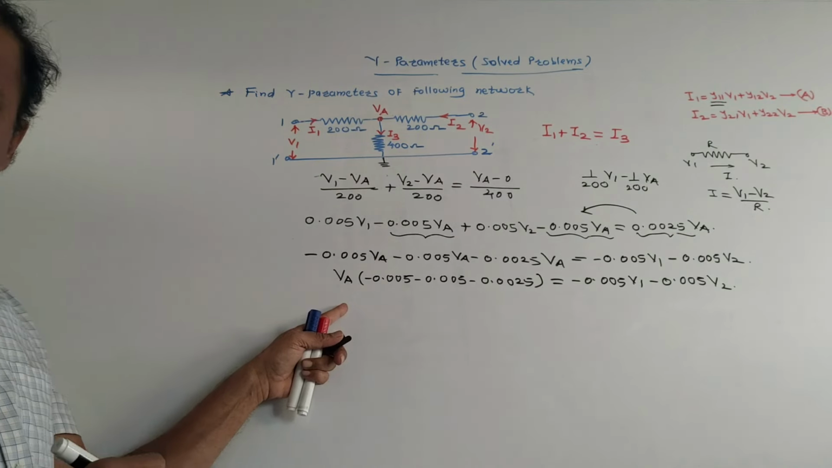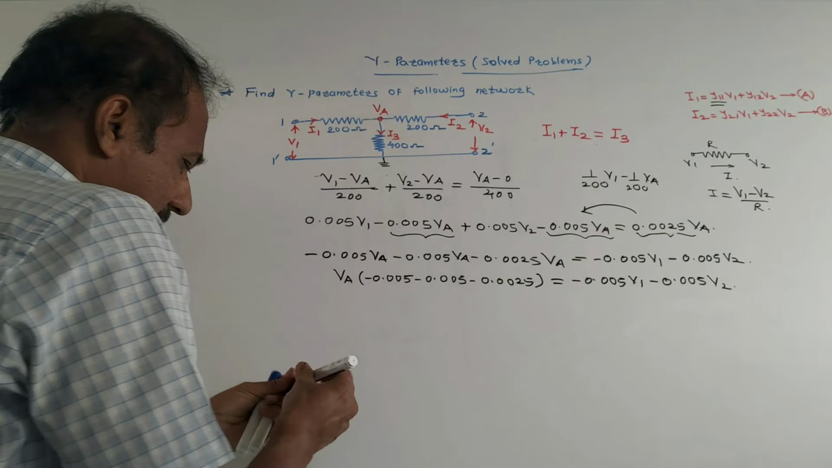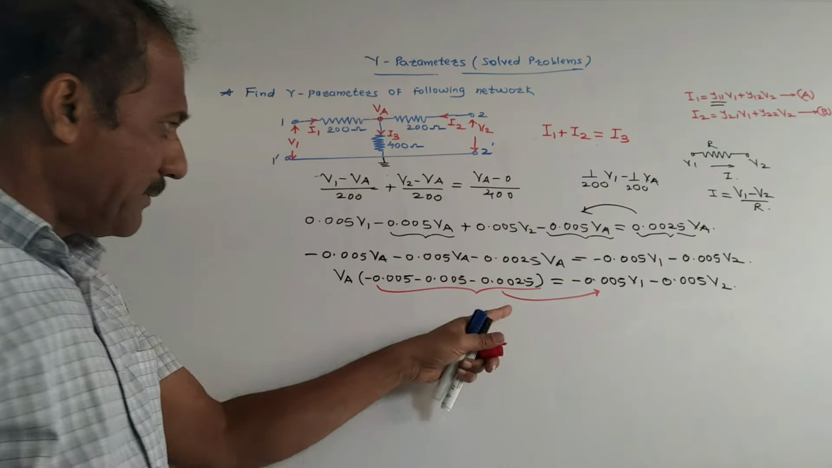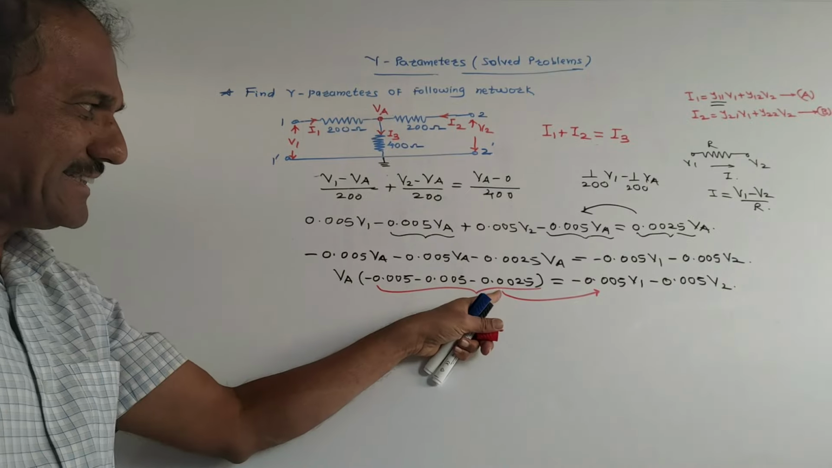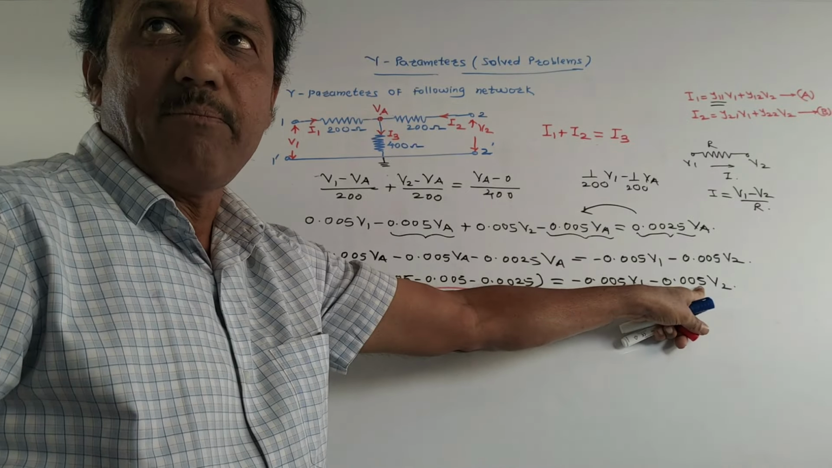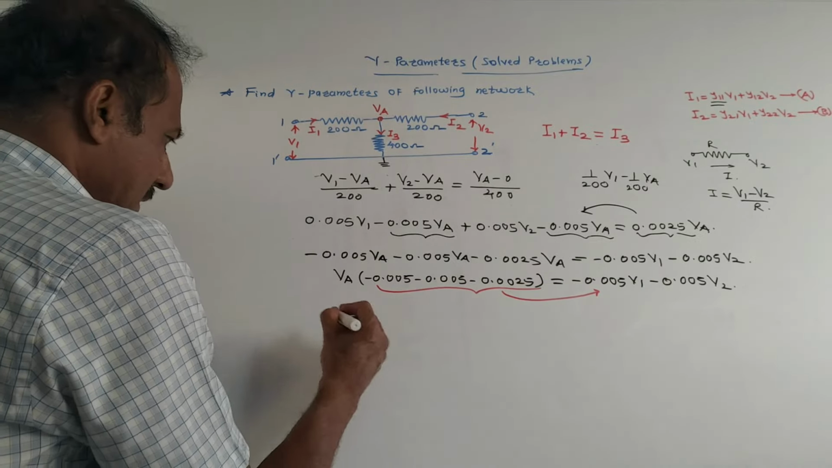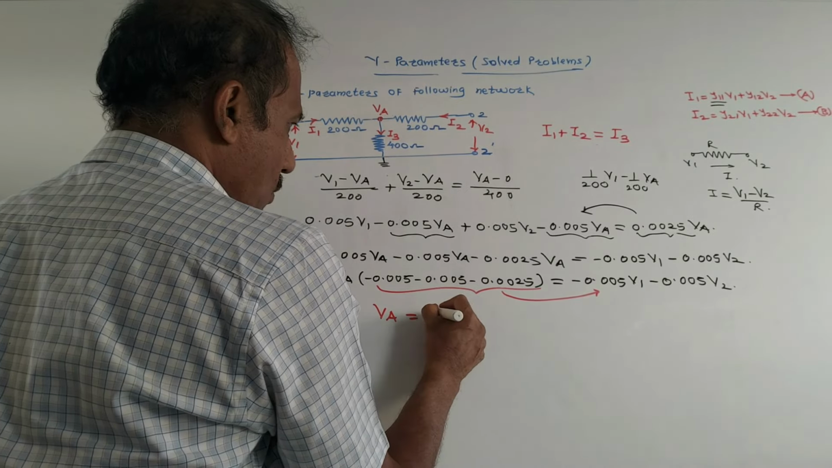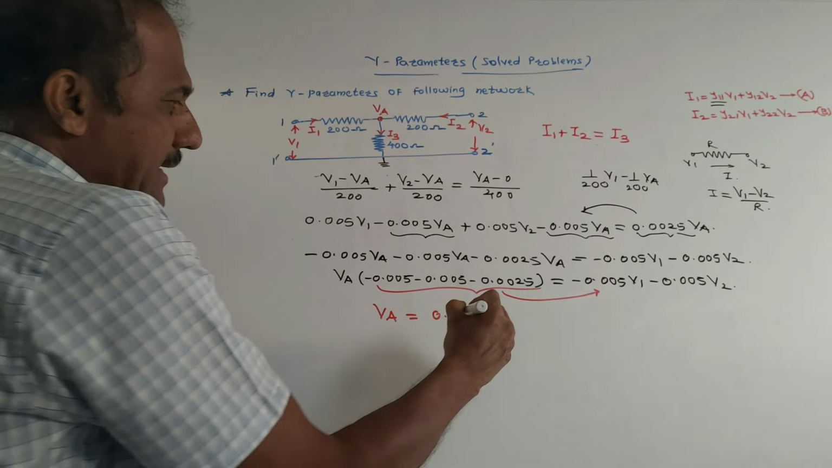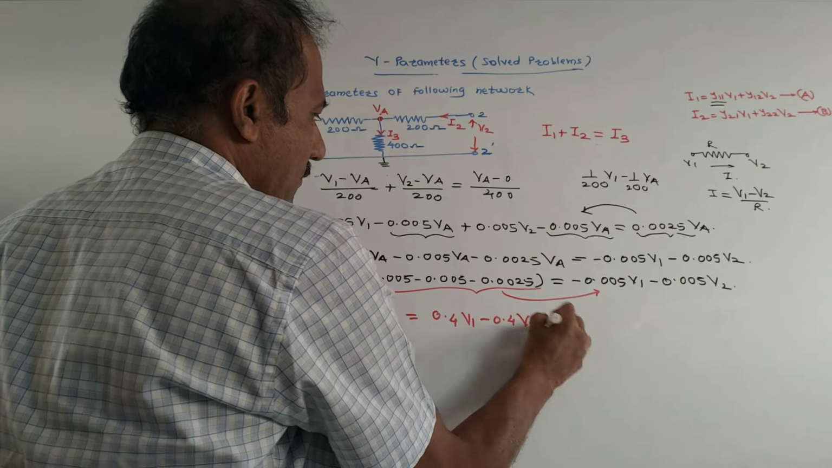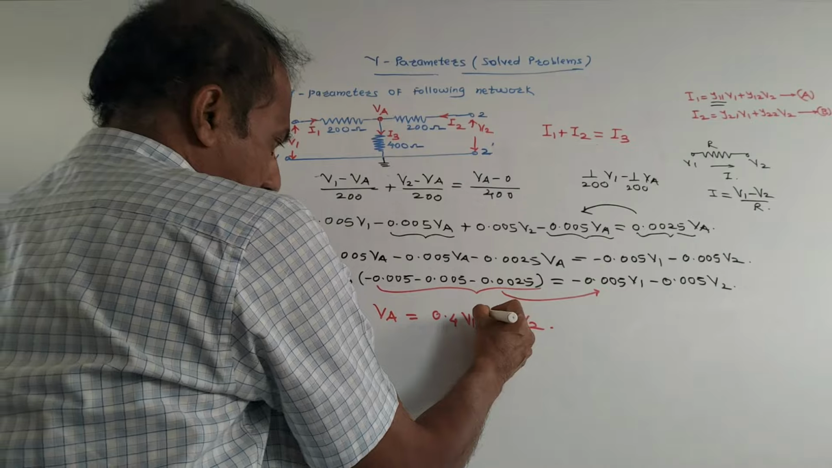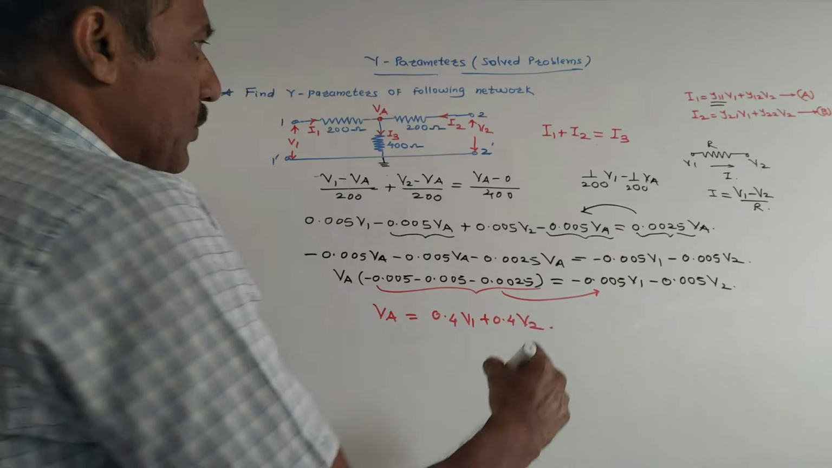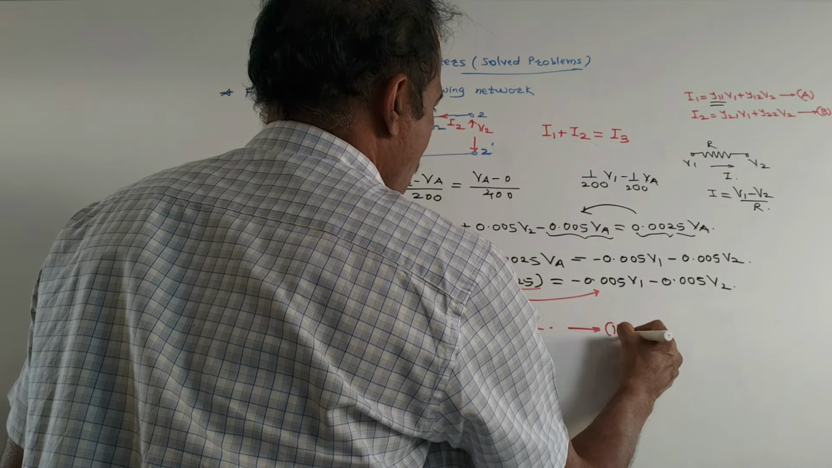Simple technique: we want the equation of VA, so I will transfer this term to the RHS. That means it will be minus 0.005 divided by this entire term, into V1. Same thing is applicable for V2. So if you solve this, you will get the equation of VA is equal to 0.4 V1 plus 0.4 V2. We have got the equation of VA in terms of V1 and V2. Say it is equation number 1.